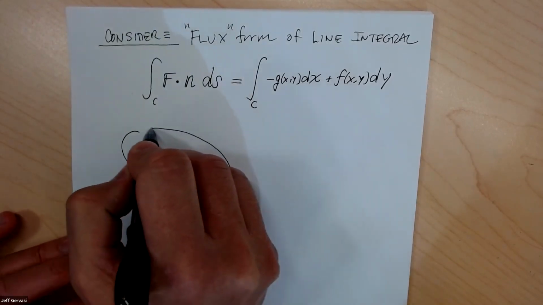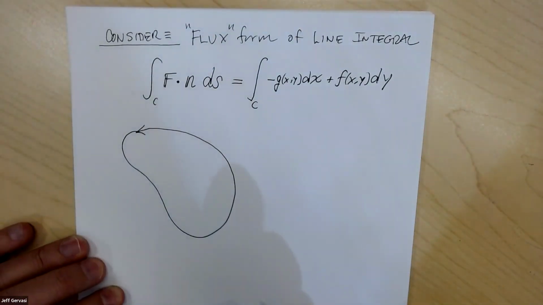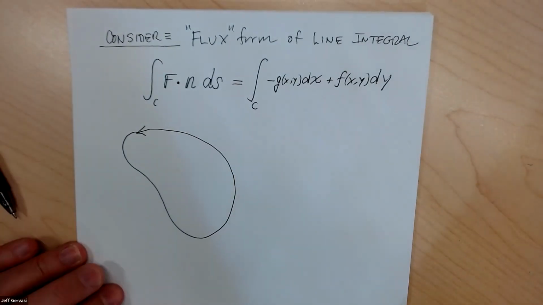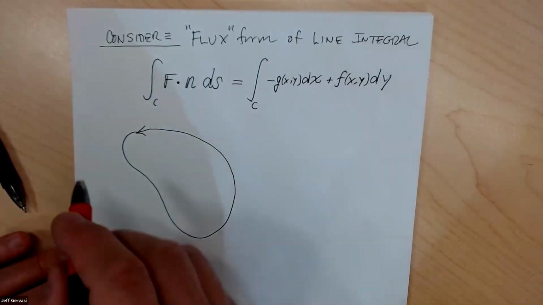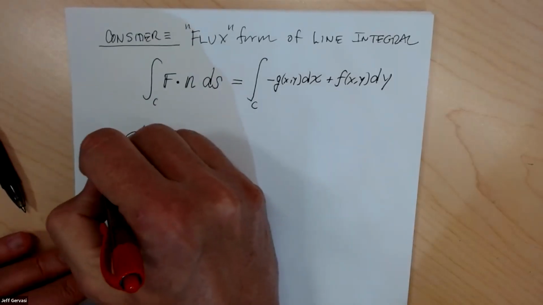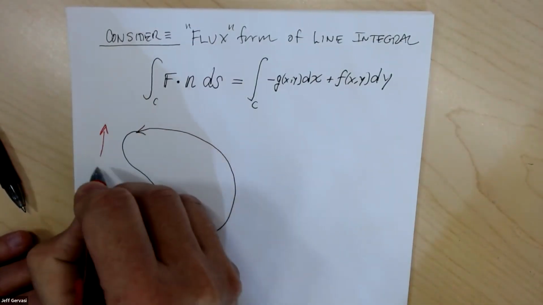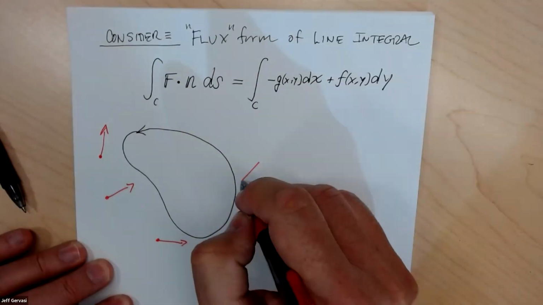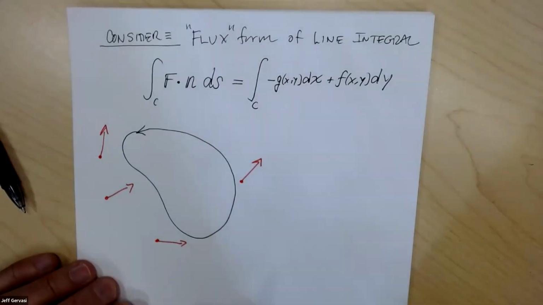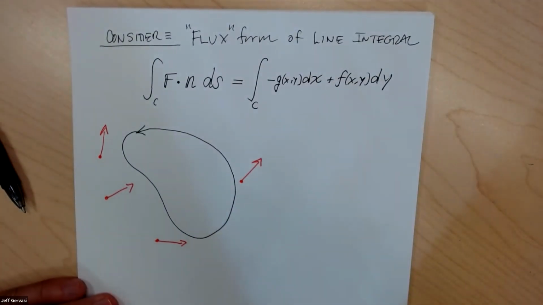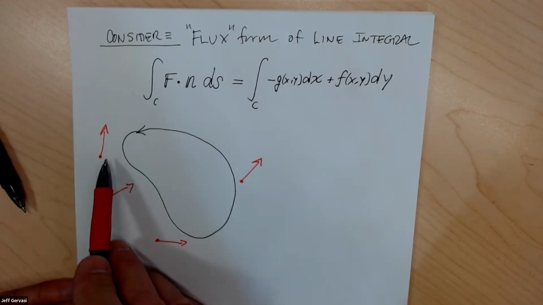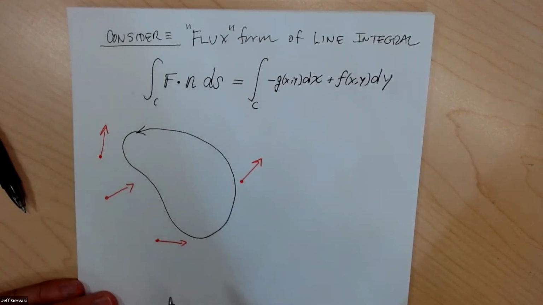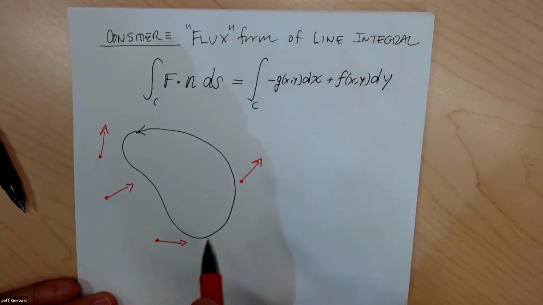So we've got this two-dimensional moving fluid, and we drop this curve in it like this. We'll say it's positively oriented that way. At every point inside the fluid, we have a vector field that gives the velocity of any particle moving in that fluid. So our vector field is a velocity field, and the vector at each point gives the velocity of the fluid at that point.